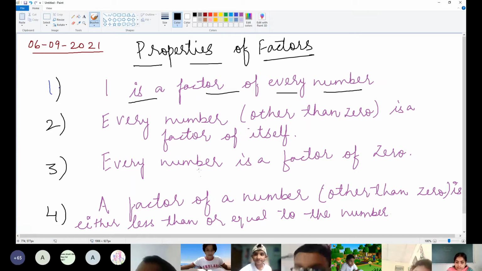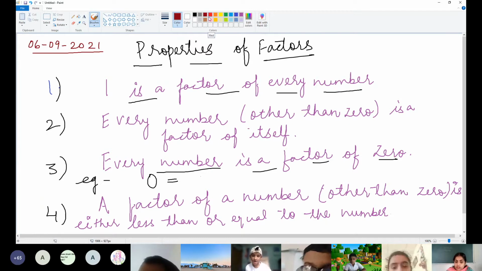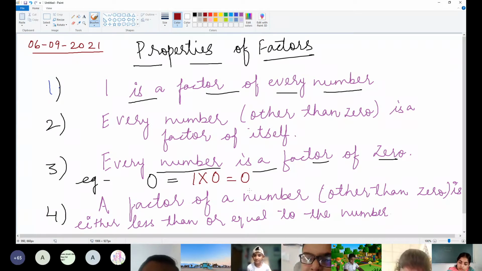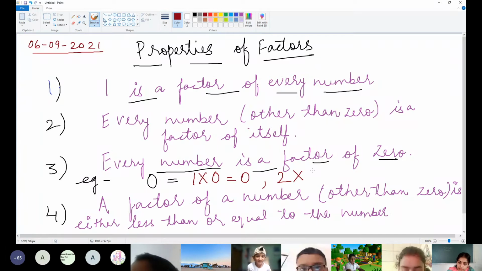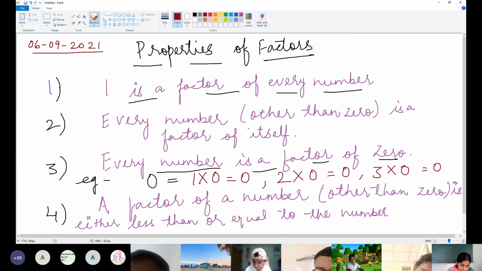Yes, ma'am, clear. Listen, beta, every number is a factor of zero. Now, when we talk about zero, for example, you have to find out factors of zero. So how are you going to find out? This statement states that every number, 1, 2, 3, 4, 5, 6, and so on, is a factor of 0. When you multiply 1 by 0, it is 0. Then when you multiply 2 by 0, it is 0. 3 by 0, it is 0. So you can see that 1, 2, 3, every number is a factor of 0.